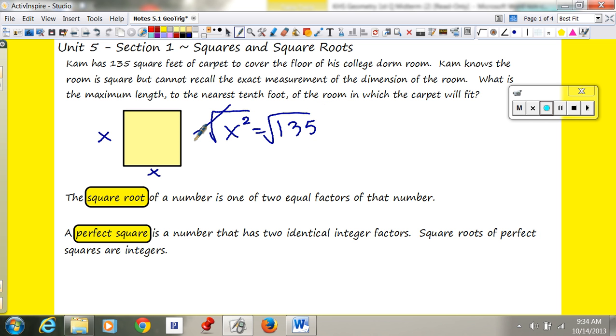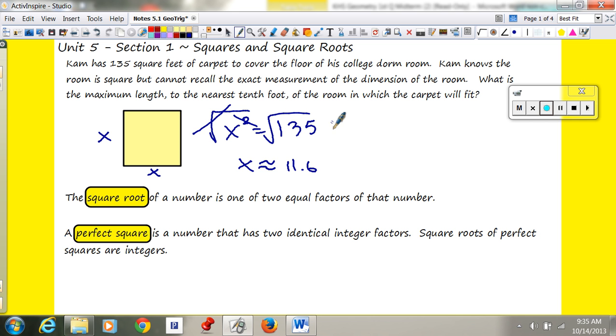So we're going to get rid of the square and the square root. Those are going to cancel each other out. x, you're going to get approximately 11.6, because they said to the nearest tenth foot. Now, how did I get 11.6? I typed it into my calculator, right? I would do 135 and then I'd hit the square root button. You do that, you're going to get 11.6.